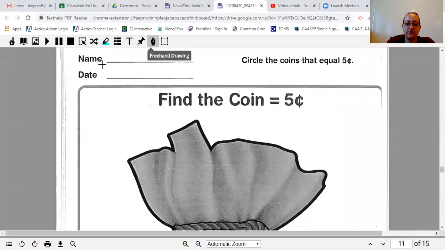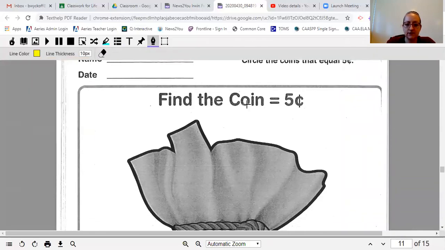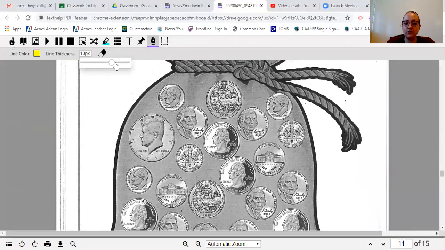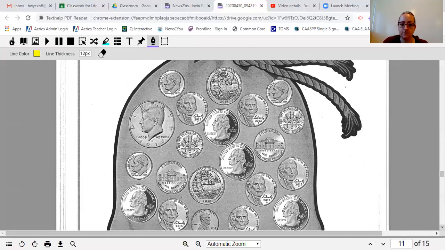Now we're going to be finding ourselves a 5-cent coin. If you guys want to come through and cross out those that are not the nickels, you are welcome to. I'm not going to, just for the sake of time. I don't want to make a video that's way too long and then we struggle to get through it. So we're going to come through. If you need help, remember, reference your chart and it'll show you what a nickel is.